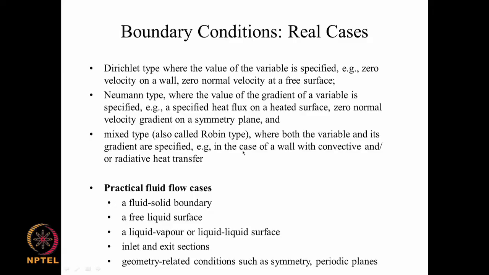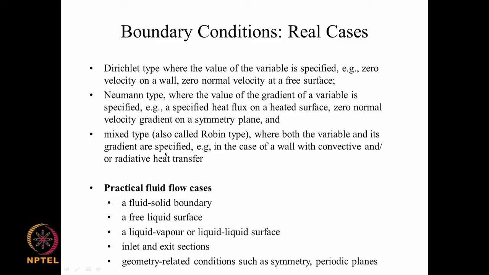So the heat flux condition is T wall minus T ambient times h. So that brings in, that is a kind of heat flux boundary condition. So that involves T wall and specification of the boundary condition in terms of heat flux brings in the temperature gradient. So that brings in both the value at the wall and also the gradient. So that type of thing is a mixed type, and all these kinds of boundary conditions are encountered in real cases.